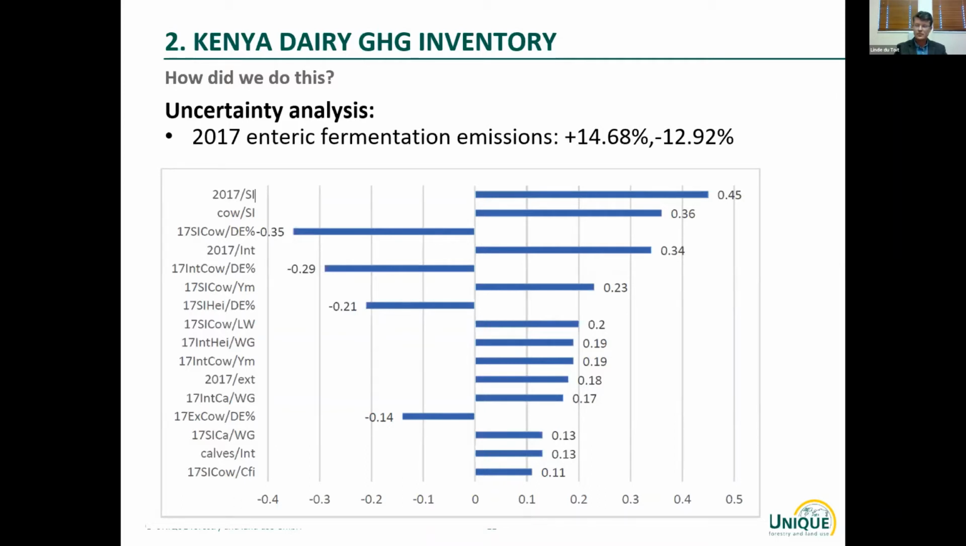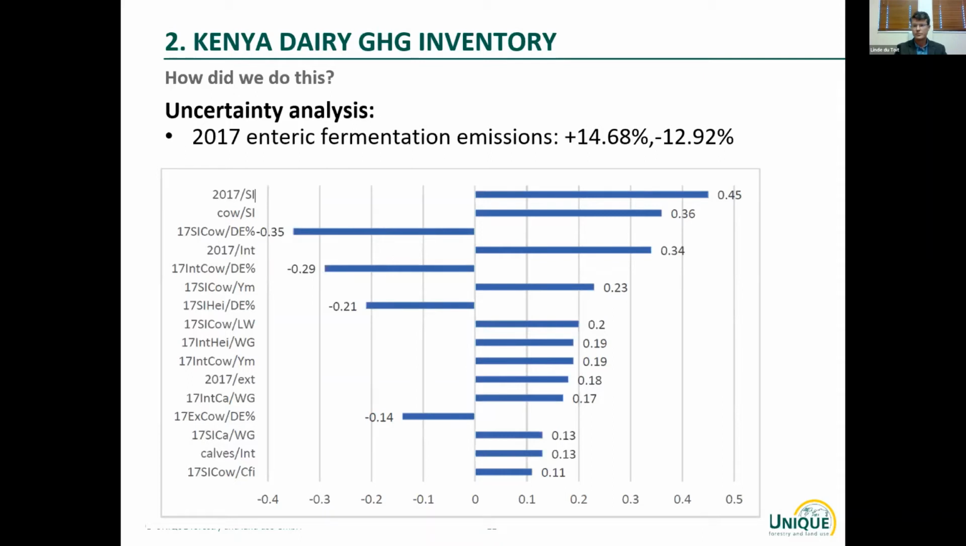For a lot of the other parameters, such as live weight, feed digestibility, and so on, we estimated the range of uncertainty based on the standard deviation, or the pooled standard deviation, from all the literature sources that we drew on. So we tried for these parameters as much as possible to use only data sources that reported standard deviations or standard errors so that we could estimate an uncertainty value.